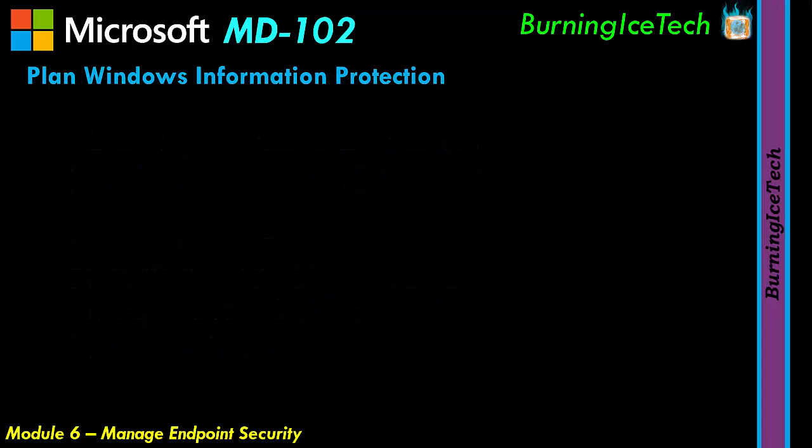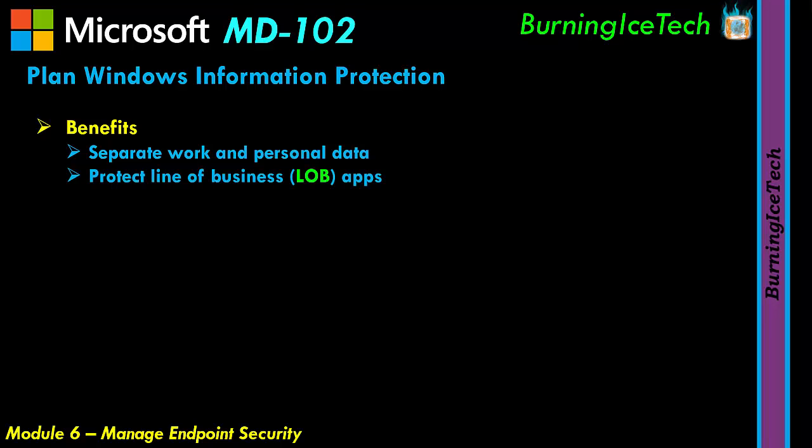Now, moving on to the next topic, plan Windows Information Protection. Starting with the benefits side of things, Windows Information Protection, which is also known as WIP for short, allows you to separate work and personal data. This I personally find very useful if you have users using some of their own personal devices for the purposes of work. Windows Information Protection allows you to protect your line of business apps.